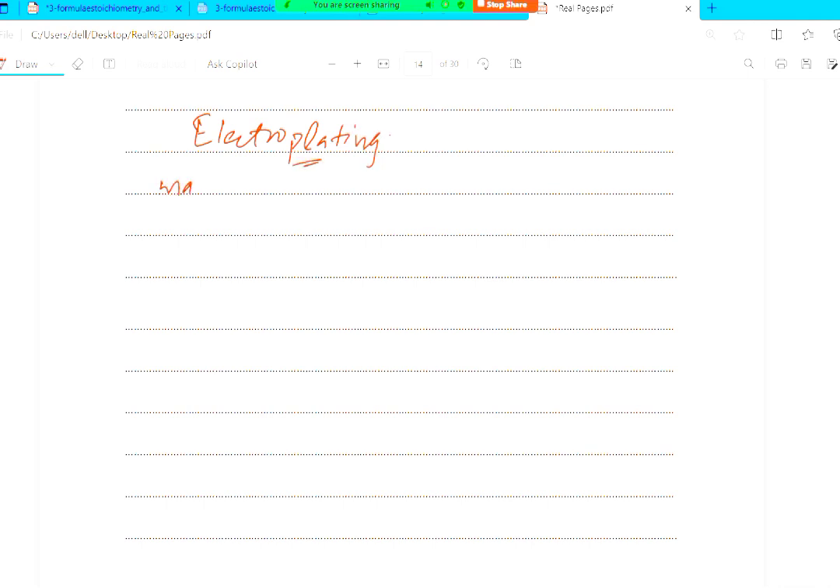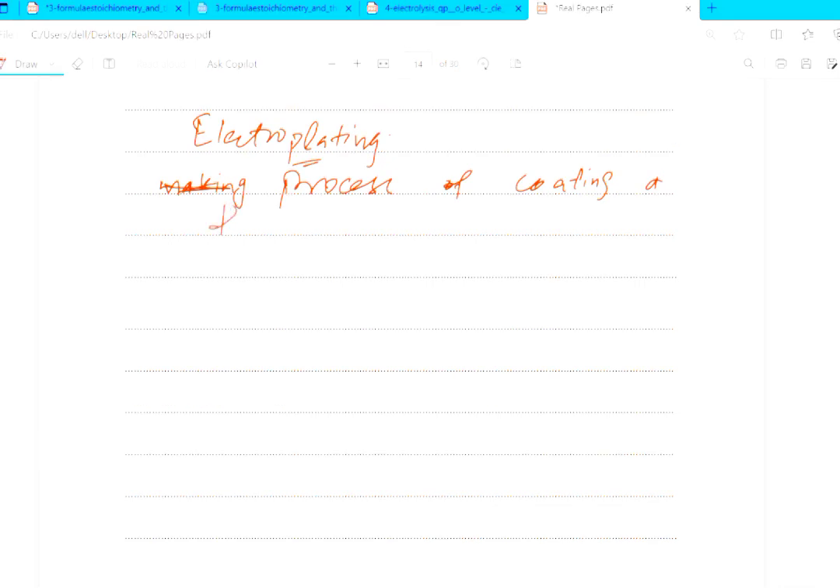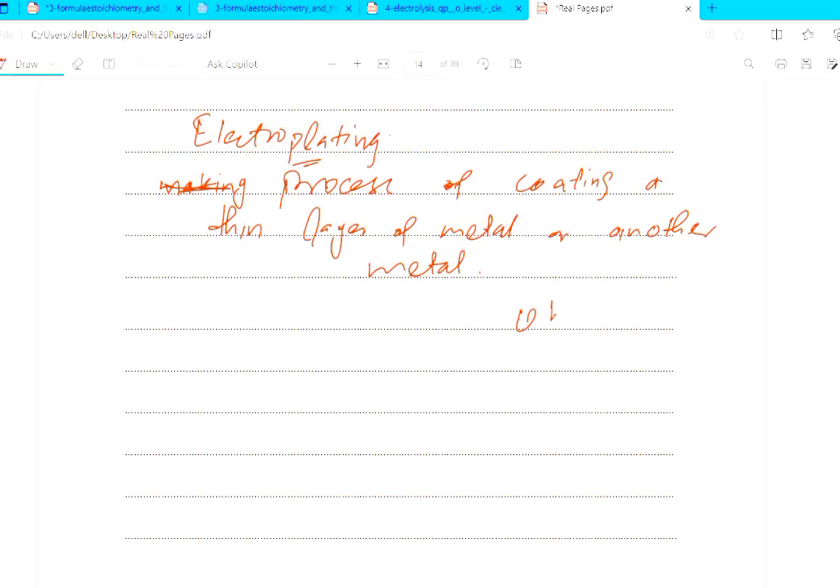The process of coating a thin layer of metal on another metal is called electroplating. The metal which has to be coated is called the object. One is the object and the other is the coating metal.